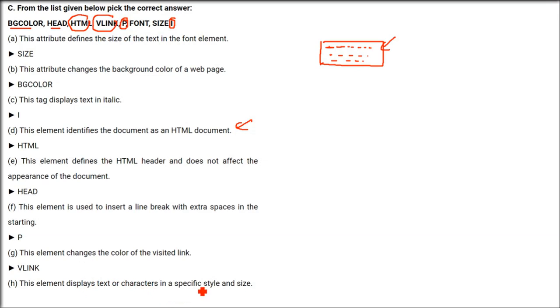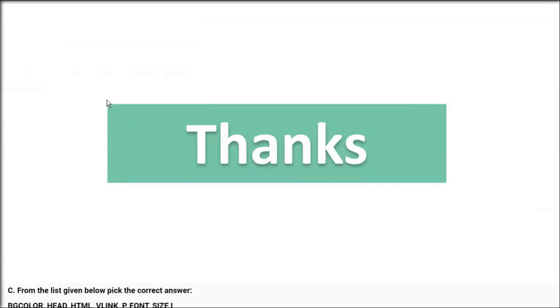The element displays text or characters in a specific style and size. So it will be font. As I said, the A and H are related, so it will be font. In font you give size. So this is how the answer is going to come. Font is the answer. Size you have to change. So font, size, font is a tag. Inside this various attributes are there. Size and other things can also be given.